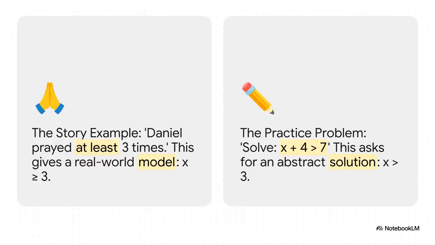And you can see that transition happening right here. On the left, you've got the Daniel story. It's a concrete model. And on the right, you have a typical practice problem. The lesson is using the story as an anchor, a way to help students feel more grounded when they have to tackle these more abstract equations.